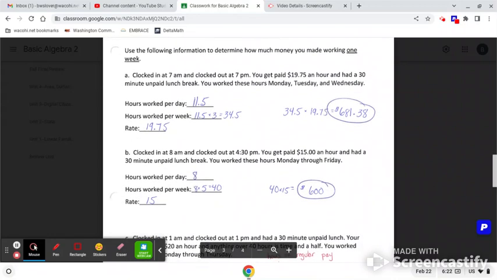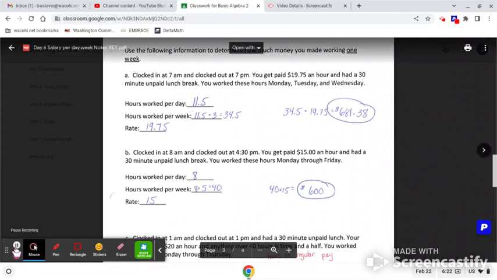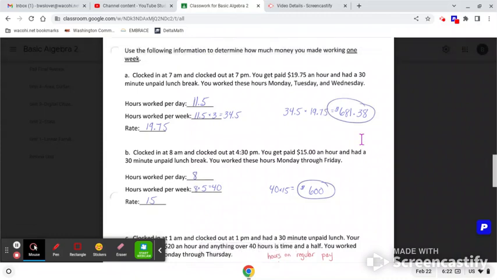All right, so that was how to figure out how much you get paid in one day. Now we're going to figure out how much you get paid in 1 week. We're going to do the same thing we just did, figure out how many hours we work per day. But then we're going to figure out how many hours we work per week once we figure out how many we worked that day.